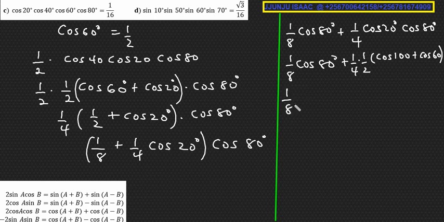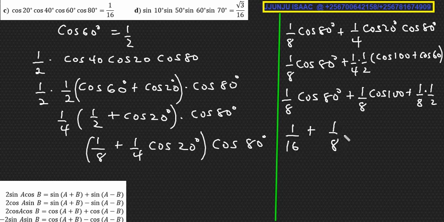So we have 1 out of 8 cos 80 degrees plus 1 out of 8 cos 100, then plus 1 out of 8, this is a half times a half, so we shall be having 1 out of 16 plus, then 1 out of 8, we have cos 80 plus cos 100 degrees, don't forget.